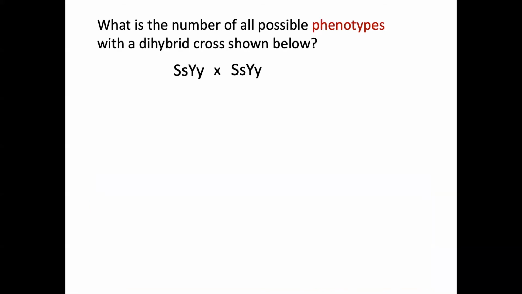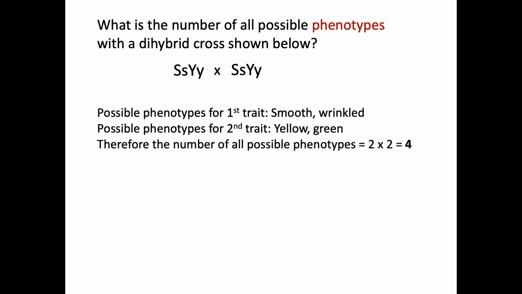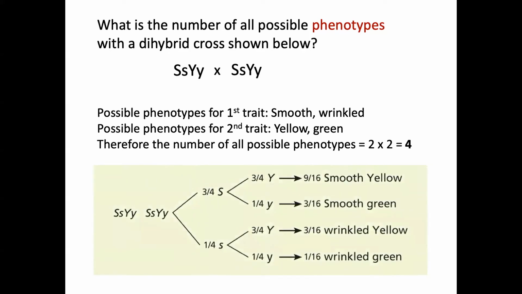Okay, how about if I ask, what is the number of all possible phenotypes with a dihybrid cross shown below? The same method. You can pause and think. Okay, so instead of the genotype that each trait has 3 possibilities, now only 2 possible phenotypes for each trait. So therefore, the total number of all possible phenotypes is 2 times 2 equals 4. Same as the branch line analysis shown below, all right? So the 4 different possibilities.